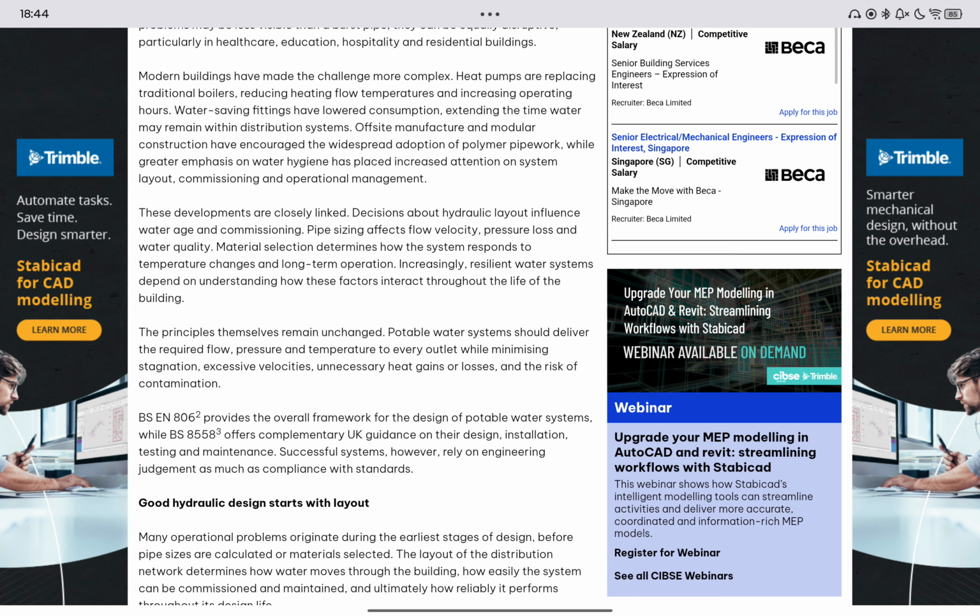These developments are closely linked. Decisions about hydraulic layout influence water age and commissioning. Pipe sizing affects flow velocity, pressure loss and water quality. Material selection determines how the system responds to temperature changes and long-term operation. Increasingly, resilient water systems depend on understanding how these factors interact throughout the life of the building.